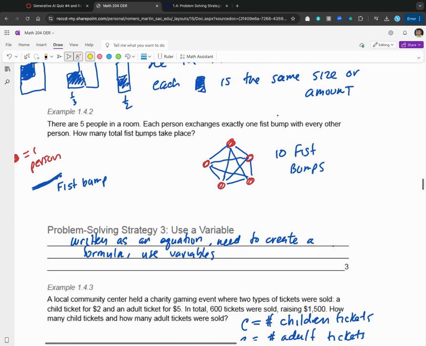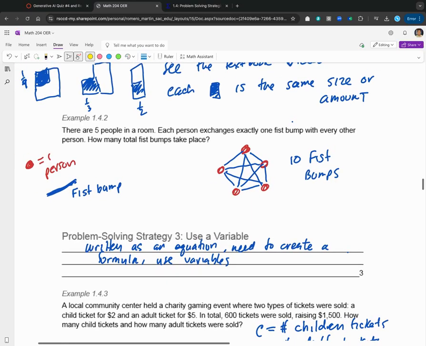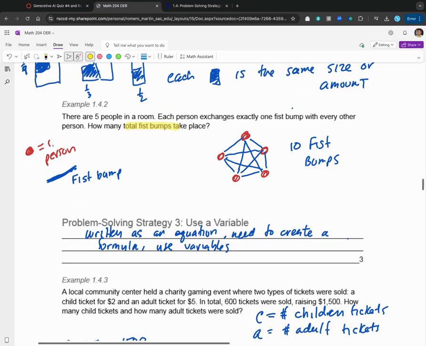Example 1.42 is another, it's actually a classic problem. We changed the problem to a fist bump, but if you want to Google the classic handshake problem, this is where this comes from. But we can draw out the five people in a room. Each person exchanges a fist bump. How many fist bumps will we take together? And you will see, just draw out the five people, and draw lines to represent a fist bump. When you finish connecting them all, you can just go ahead and count the lines. And it turns out there are 10 fist bumps.